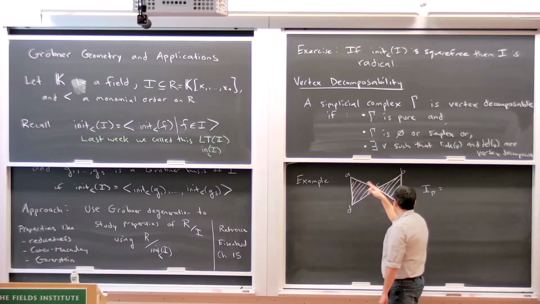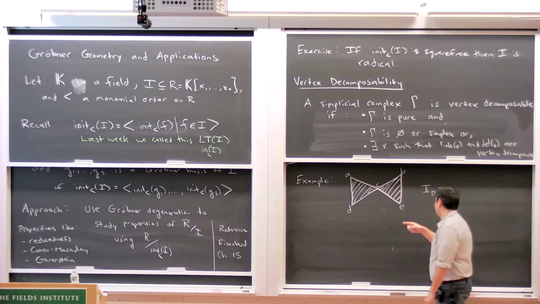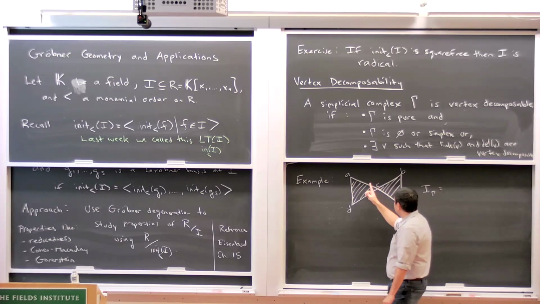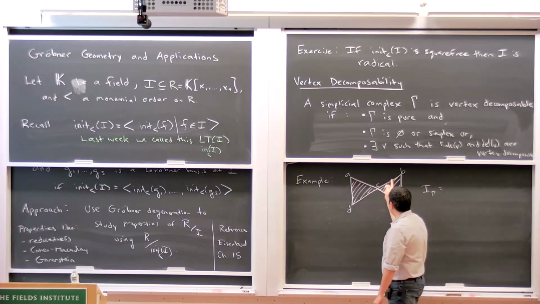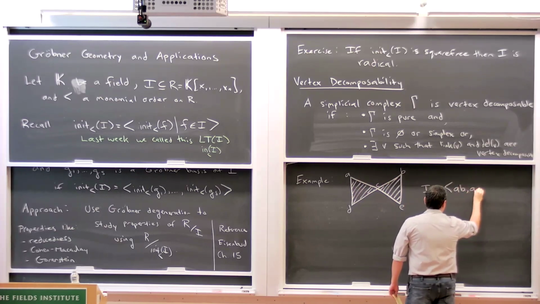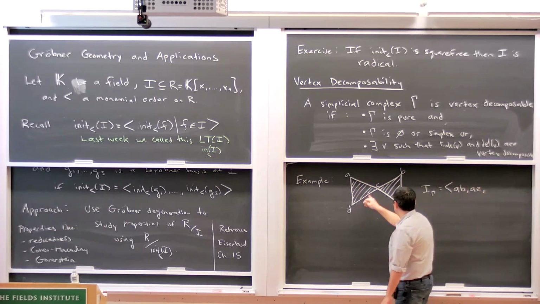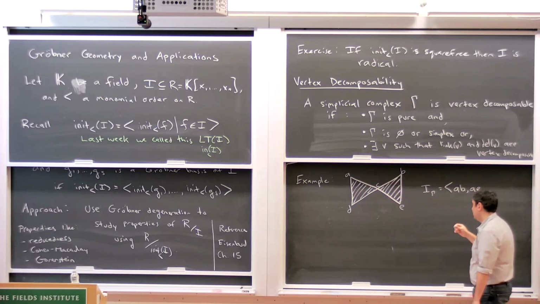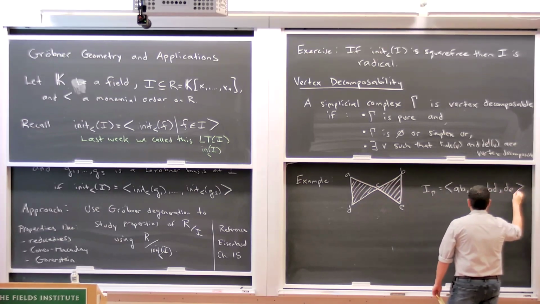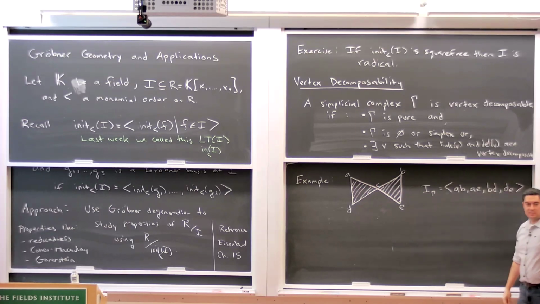So you have all the vertices here, A, B, C, D, E. So let's say this is in the ring with A, B, C, D, E. And you don't have the edge A, B, and A, E. And you don't have the edge B, D, and D, E. And then you can check that that's it.